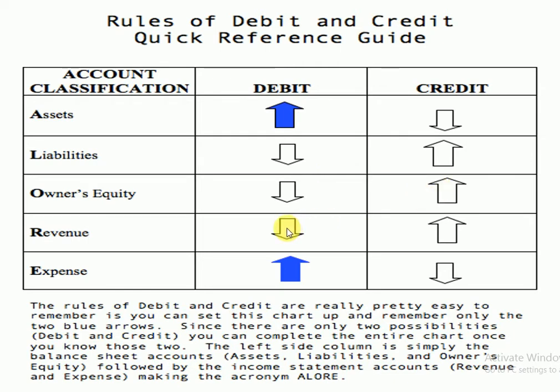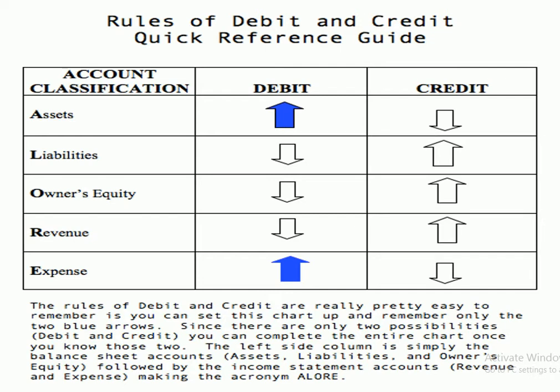Revenues at the time of decrease are debited, and at the time of increase are credited. And expenses at the time of increase are debited, at the time of decrease credited. The rules of debit and credit are really pretty easy to remember. You can set this chart up and remember only the two blue arrows. Since there are only two possibilities, you know those two. The left side column is simply the balance sheet accounts, assets, liabilities and owner's equity, followed by the income statement accounts, revenues and expenses.